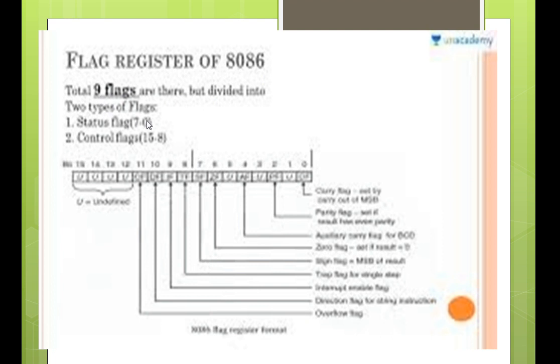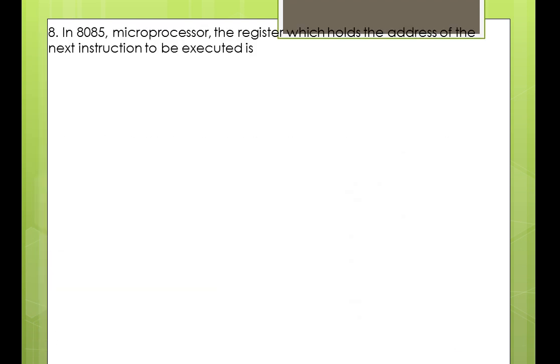From 0 to 7 are status flags, and here they are indicating 8 to 15, these are the control flags. Here we are having the carry flag, parity flag, auxiliary carry flag, zero flag, sign flag and so on. So the 8086 has 9 flags. Here comes the next question.